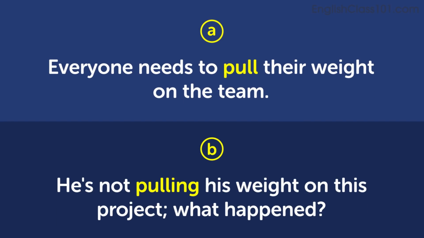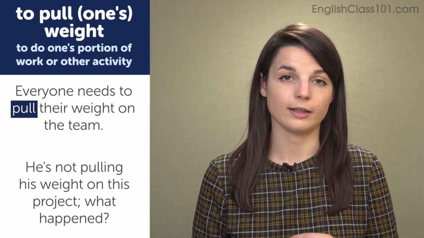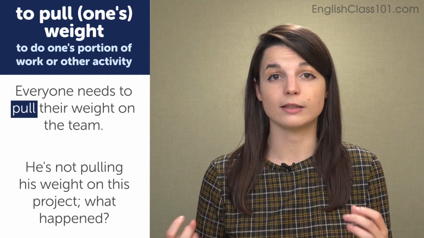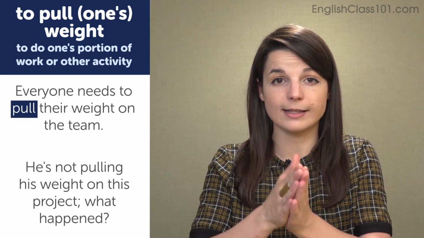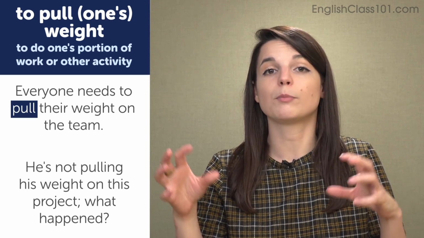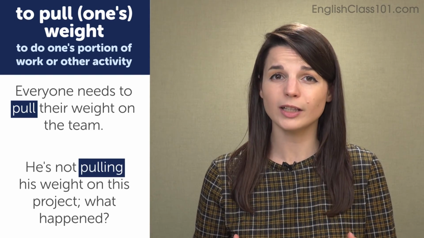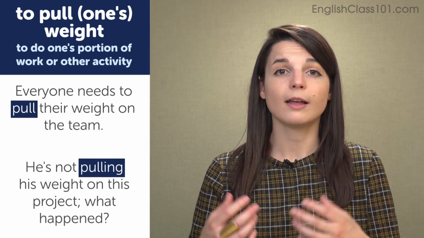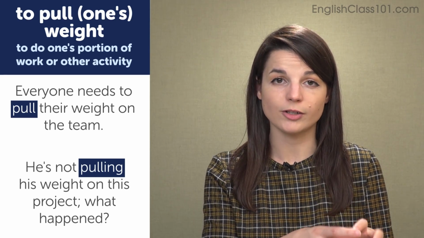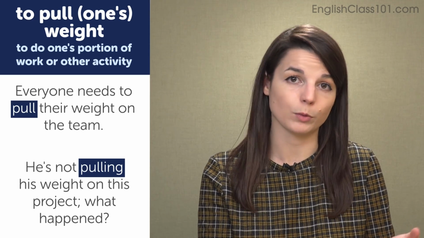So in the first example sentence, everyone needs to pull their weight on the team. It means each person needs to do his or her job. Each person needs to do his or her tasks. Each person has some responsibilities. It's their job to do those things. That's pulling their weight. In the second example sentence, he's not pulling his weight on the project. What happened? That means, because it's negative, he's not doing his part in the project. He's not doing the things he was assigned to do. Why? What happened? What's the problem?